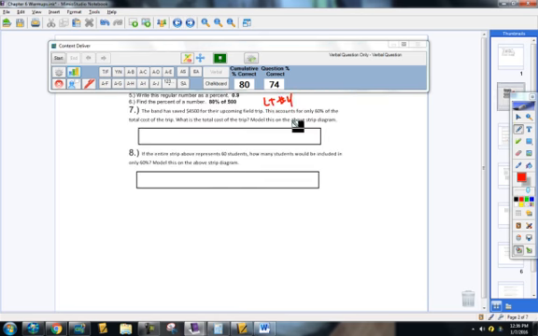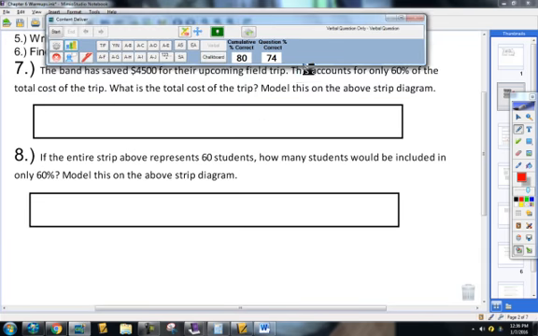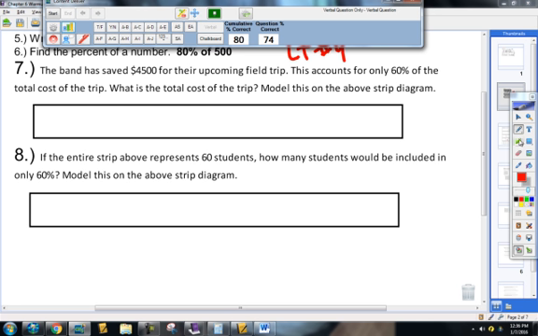All right. Now, going back to here. We're going to read through here together. You tell me if there's anything important that you think I should be underlining. The band has saved $4,500. You think that's important? Okay, so I'm going to underline it.